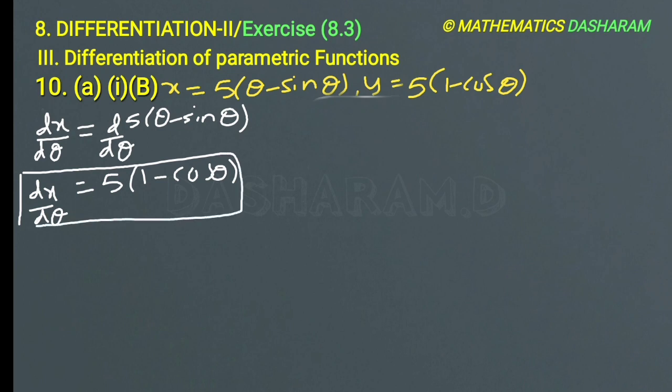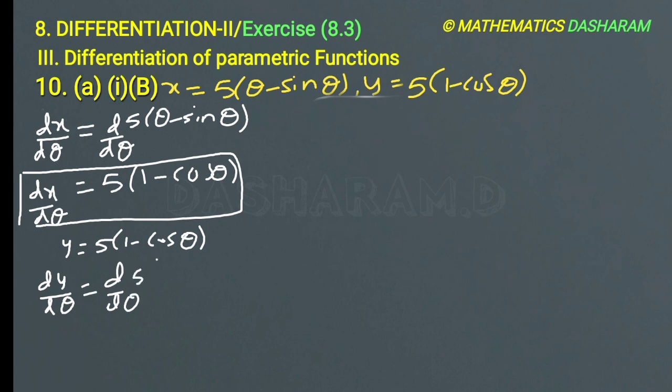Next, the second function, y equals 5 bracket of 1 minus cos theta. So do the derivative on both sides with respect to theta. So dy by d theta equals d by d theta of 5 bracket of 1 minus cos theta. So dy by d theta equals, 5 is a constant number and derivative of 1 is 0 minus derivative of cos theta, which is minus sin theta.